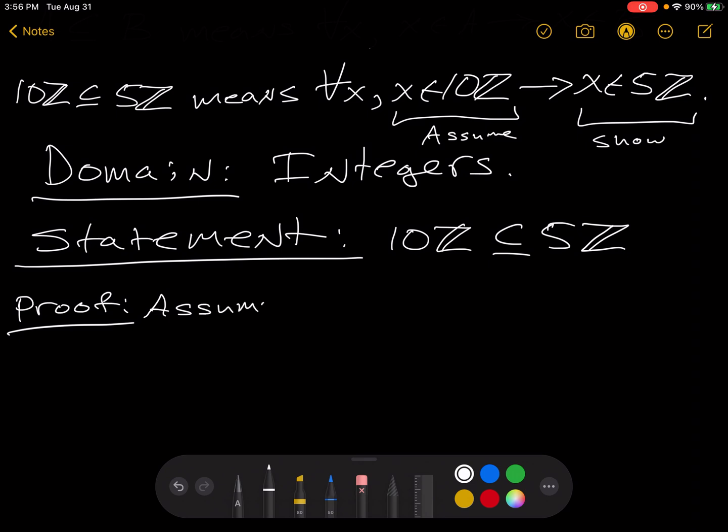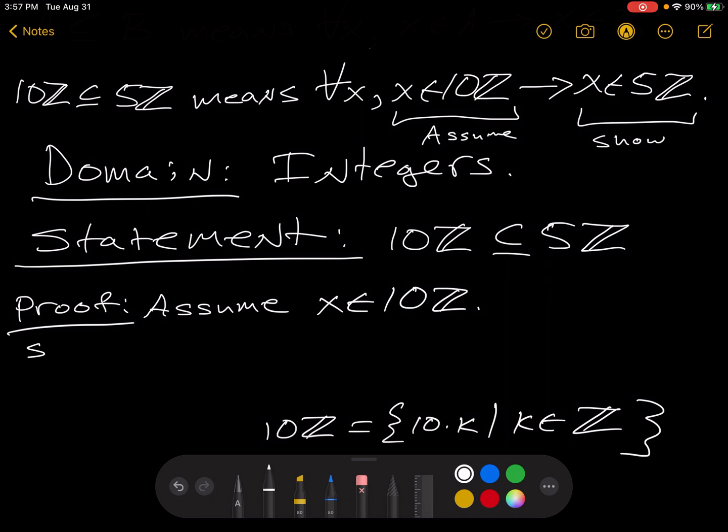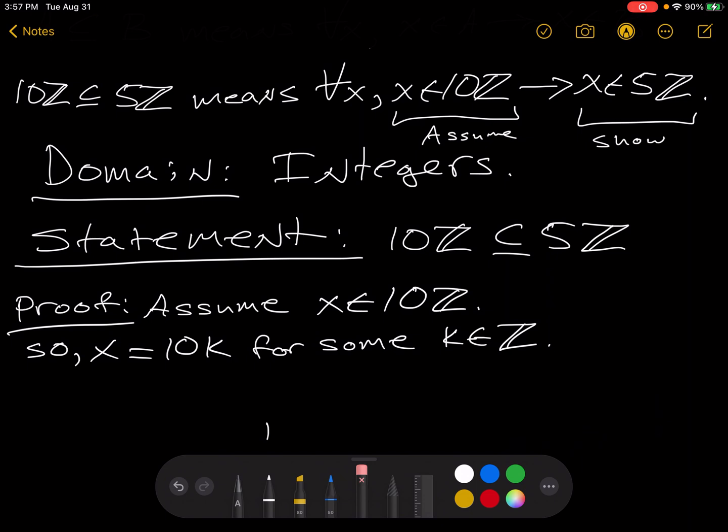First, I'll assume, or I'll suppose, same thing, assume or suppose x is in 10Z. Now you want to think to yourself, what does it mean for x to be in 10Z? Well, what is 10Z? 10Z, this isn't part of my proof, 10Z is the set of all 10 times k, such that k is an integer. So that means if x is in this set, then x equals 10k. And now you might say, well, what is k? Remember that k is an integer. Okay, now we know that x equals 10k.